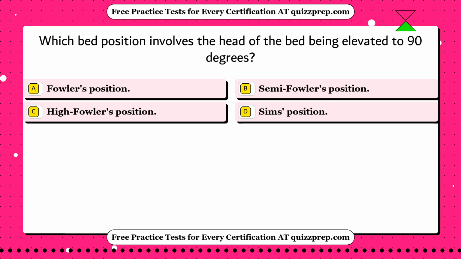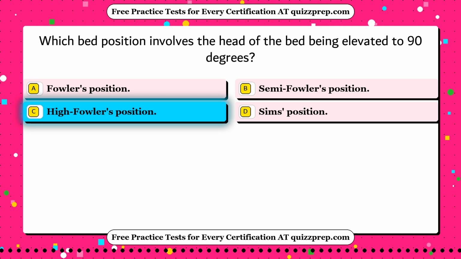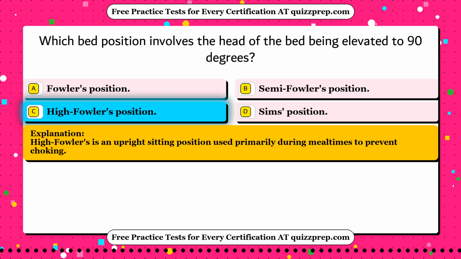Question 37. Which bed position involves the head of the bed being elevated to 90 degrees? Option A, Fowler's position. Option B, semi-Fowler's position. Option C, high Fowler's position. Option D, Sims position. The correct answer is option C, high Fowler's position. High Fowler's is an upright sitting position used primarily during mealtimes to prevent choking.